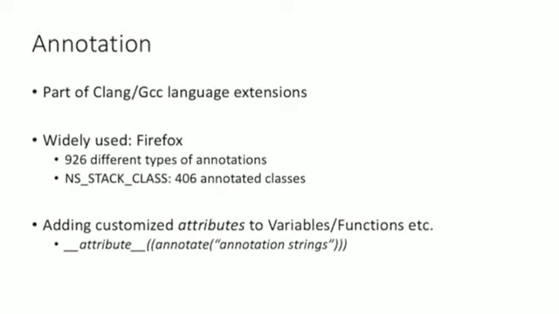So first of all, our technique is annotation. Annotation is actually very popular. Including Linux, Firefox, Vim, basically all the software currently is using the language extension. It's supported by GCC and Clang, basically by most of the compilers. It's widely used. For Firefox, we have observed more than 900 different types of annotations. And for just the NS stack class, this annotation is to make sure the class is in the stack, not in the heap. It has more than 400 annotated classes.